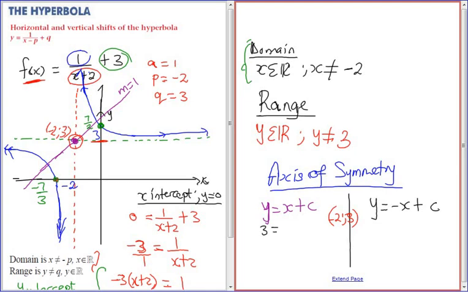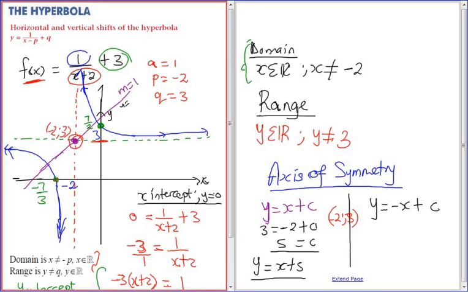And I'm going to put negative 2 here plus c. As we can see, our c value is going to be 5. So one equation of the axis of symmetry will be y equals x plus 5. So I was right. It looks exactly like that. So the equation of this one is y is equal to x plus 5. That's the axis of symmetry.